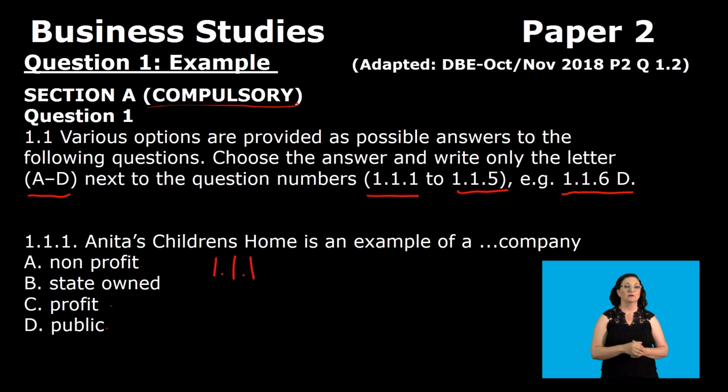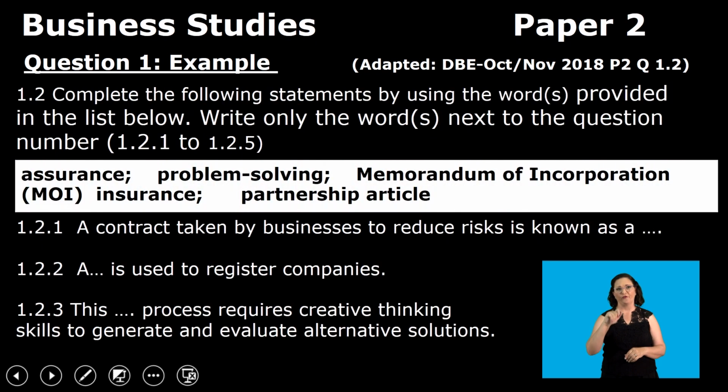Yes, so the correct answer is non-profit, but you do not write non-profit here. Instead, you write the letter next to the question number. Can you see? So it's the same. Look at the example and look at what I just did there. That's what you do. You don't write non-profit. You just write the correct letter next to it.